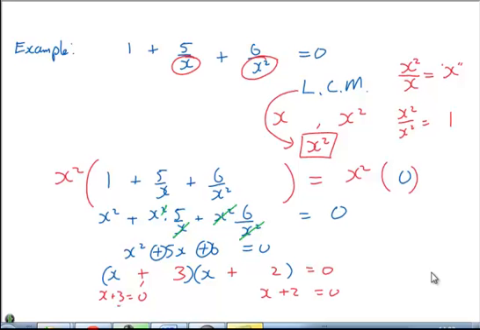For this one, subtract 3 from both sides and we get x is equal to minus 3. For this one, we'd subtract 2 from both sides and we get x is equal to minus 2. And that's the answer for that question.